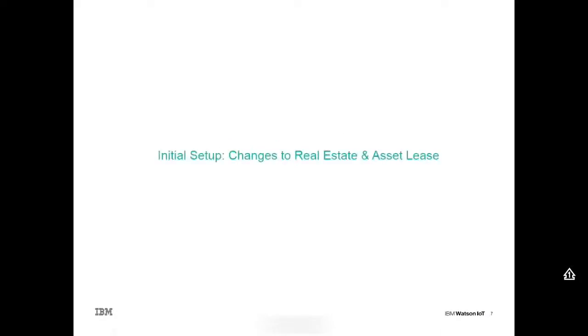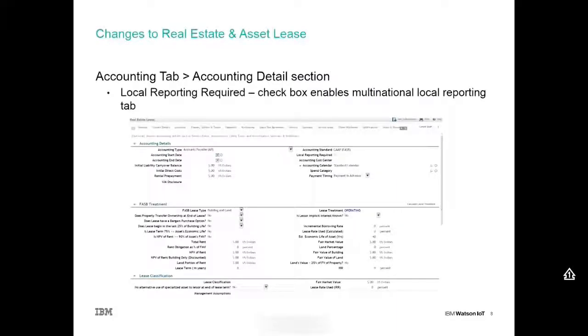Now let's go into initial setup changes to real estate and asset lease. Like I mentioned, in the accounting tab of real estate and asset lease, we've added a new local reporting required checkbox. This is for multinationals. As you can see here in the screenshot, there's a new local reporting Boolean checkbox that will enable the multinational tab, which is hidden next to the accounting tab, which Nithian will show in detail.